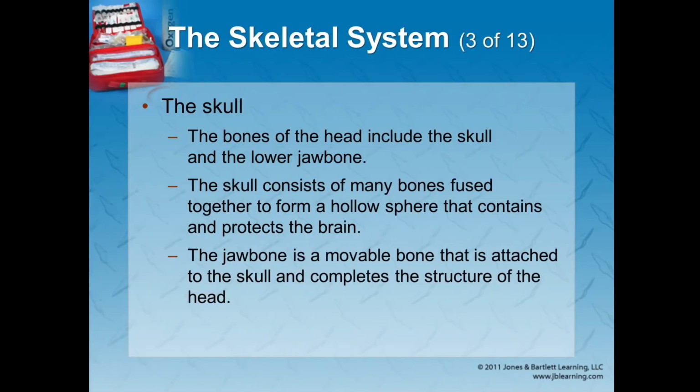The skull and the bones of the head include the skull and the lower jawbone. The skull consists of many bones that are fused together to form a hollow sphere that protects the brain. And then there's the jawbone, the movable bone that is attached to the skull and completes the structure of the head.